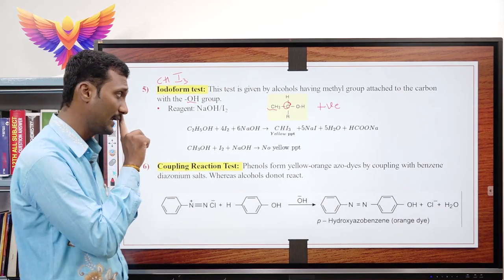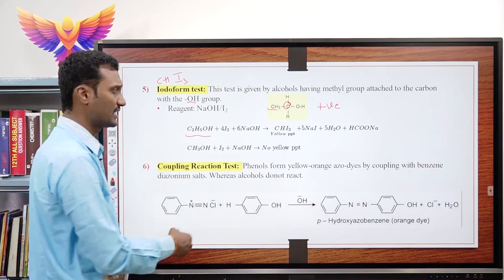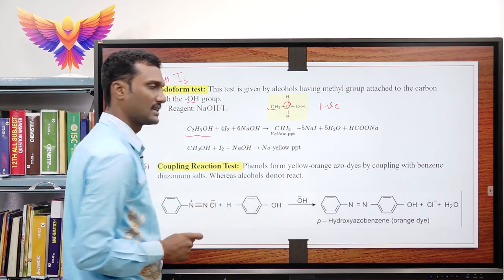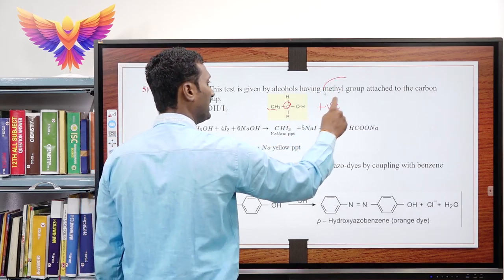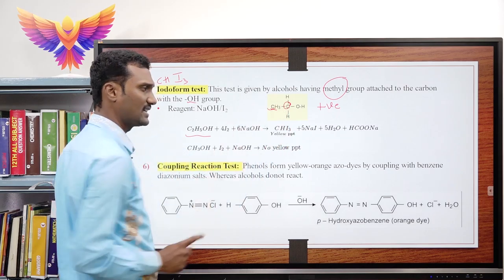Now let us see how these reactions will take place. The ethanol: when you write it in open structure, this is the formula of ethanol, CH3CH2OH. Am I right? See here, the alcohol has the methyl group which is attached to the carbon. We have the alkyl group which is attached to the carbon.